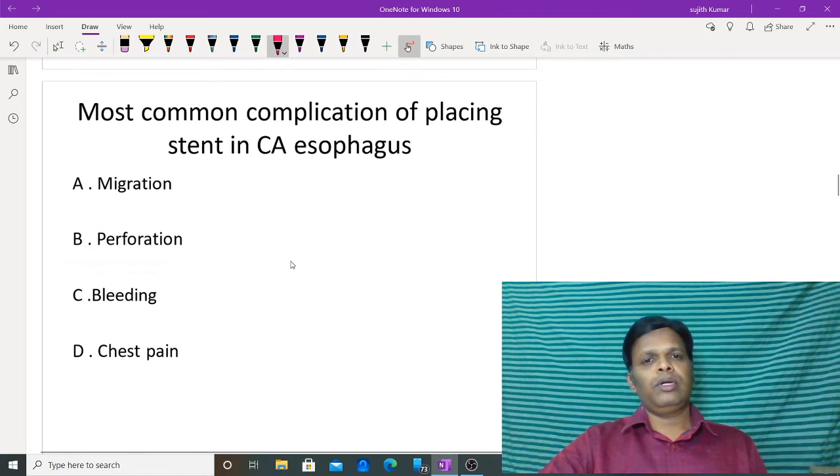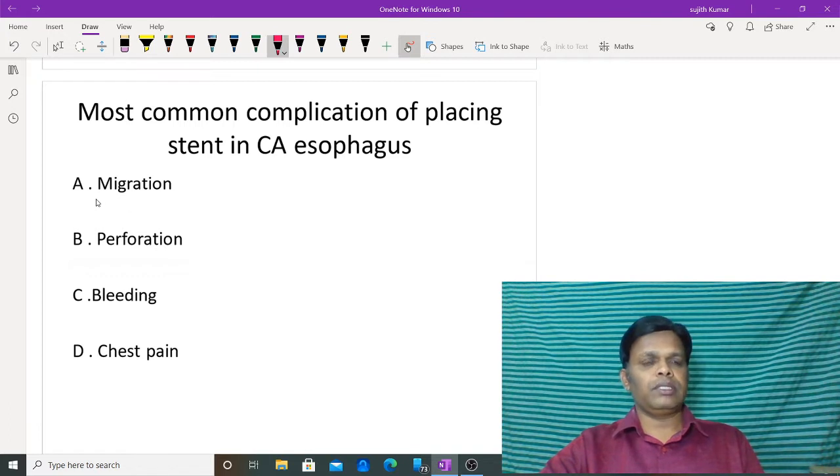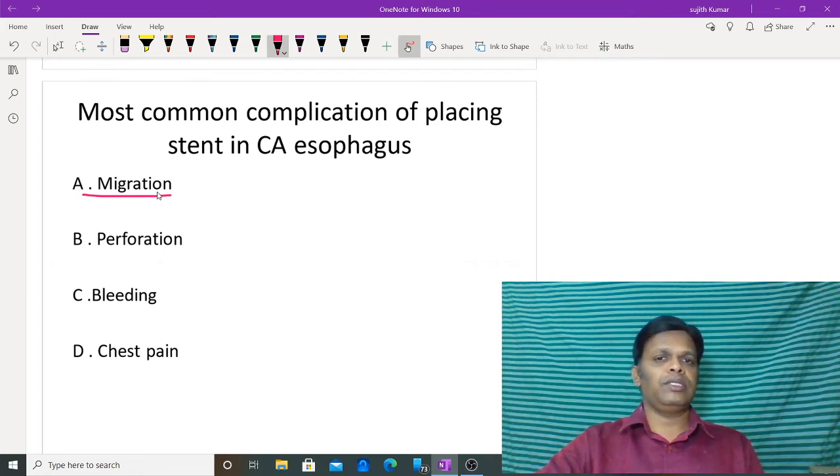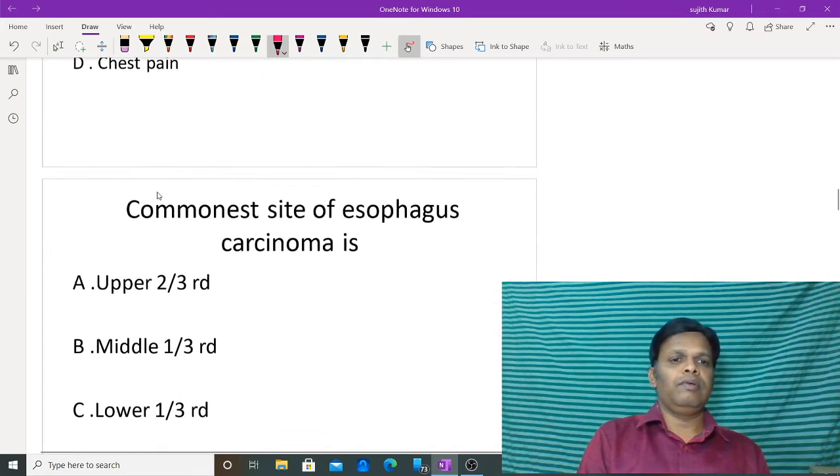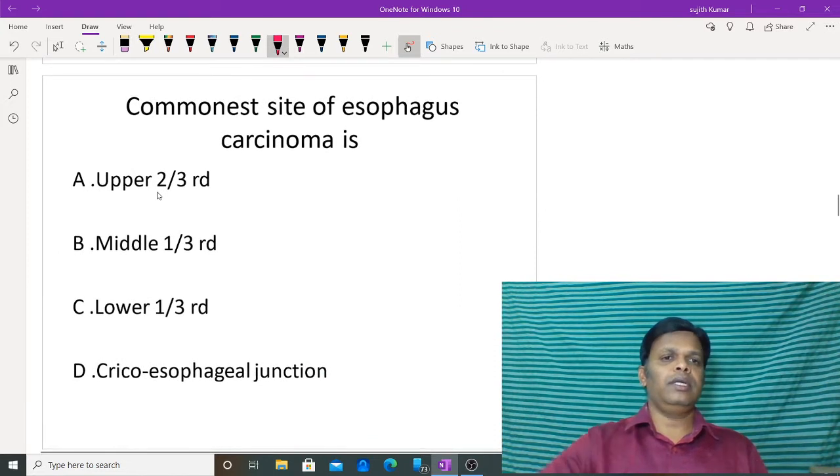What is the most common complication of placing a stent in carcinoma of the esophagus? Okay, this also I am going to discuss in the upcoming slides, but I will tell you the answer. Here the answer for this question is migration. Migration is the commonest complication. Okay, we will discuss in the next slide.